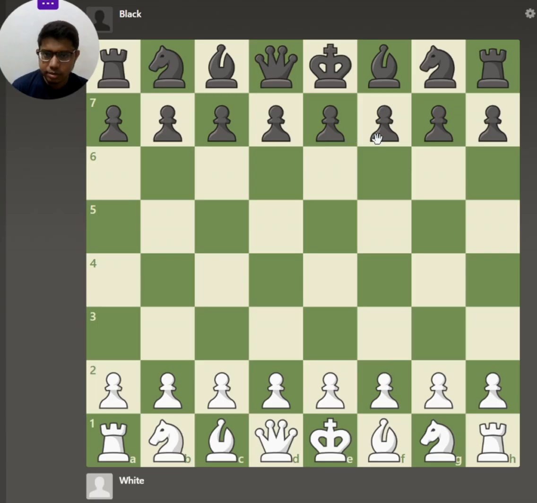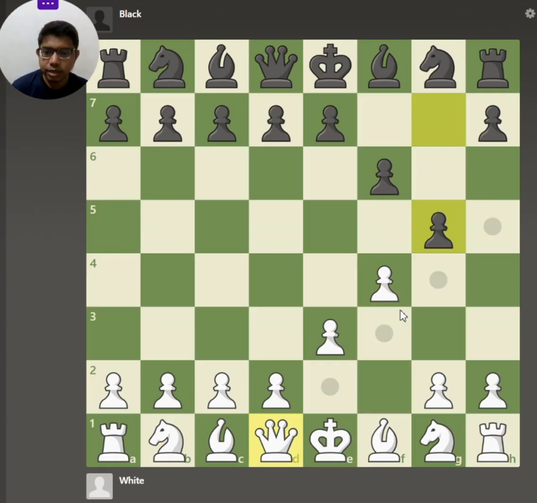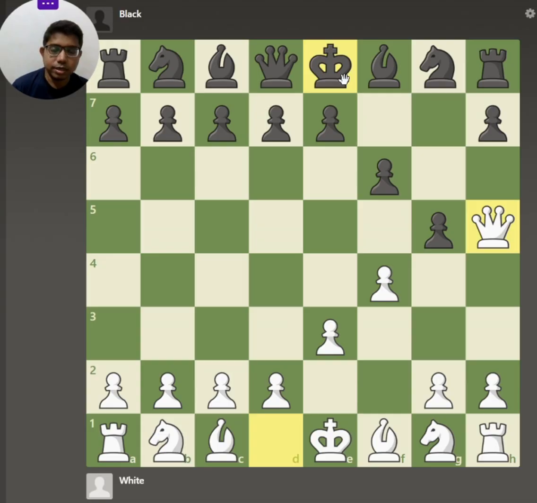For example, let's say I play this, then my opponent plays this, I play this, my opponent plays this, and I play this move. And now, as you can see, this is called check because I am threatening to capture the king on my next move. And this king has no escape square. It can't move anywhere. This is called the checkmate, and when it happens, the game ends.